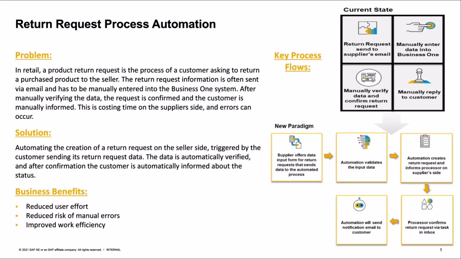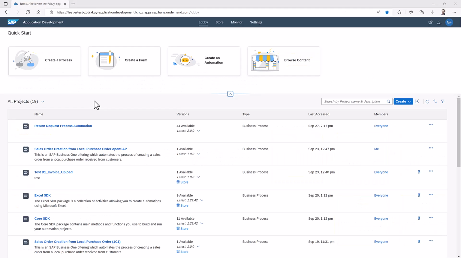Let us now have a look at the return request process automation inside SAP Process Automation. Here we are in an SAP Process Automation tenant. You can get the return request process automation from the store. Then you can find it under all projects in the lobby. First, we need to deploy the project so that it is ready for production. Open it by clicking on it.